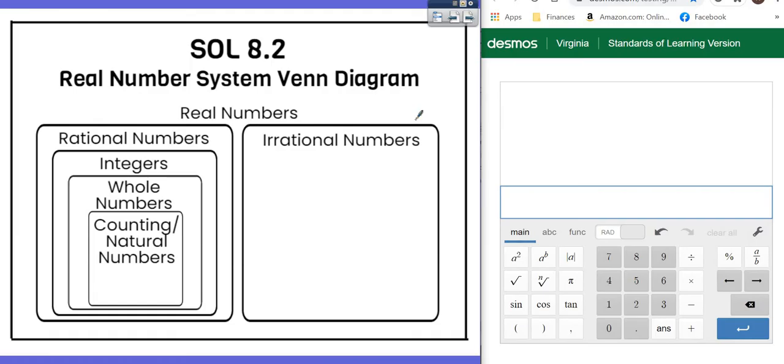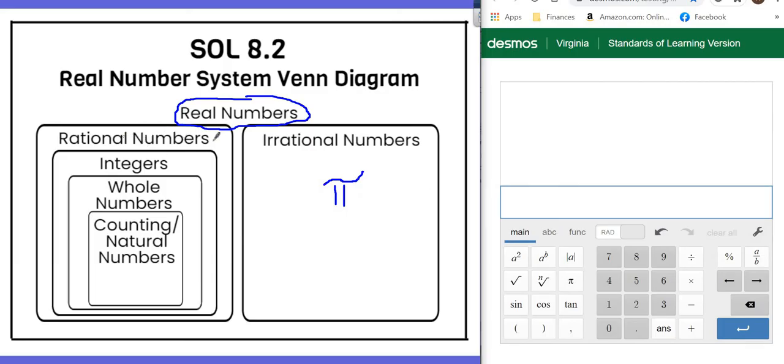This Venn diagram or a chart like this is something that you're going to have to be able to fill in on the SOL. You've got to know real numbers is the title. It goes at the top. You've got rational numbers and irrational numbers. They're the two princes in our story, if you remember. Pi, positive and negative pi, and anything that looks like it is irrational.